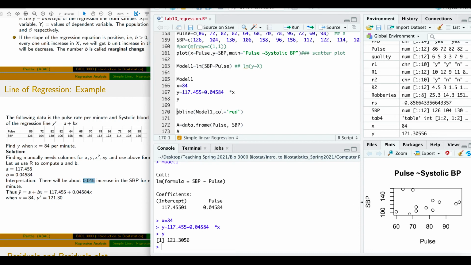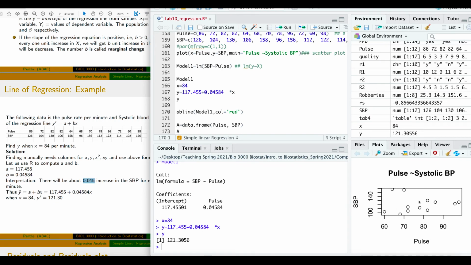Okay, so if you want to know how that line looks like here, what you need to do is you need to do abline and then model 1. That's what the model 1 is, right?